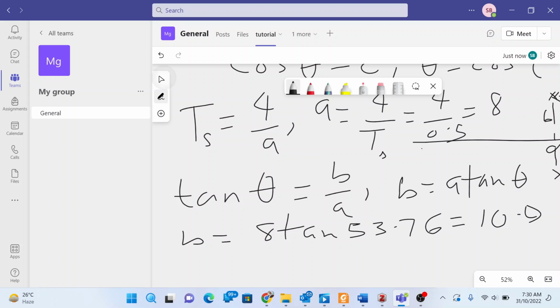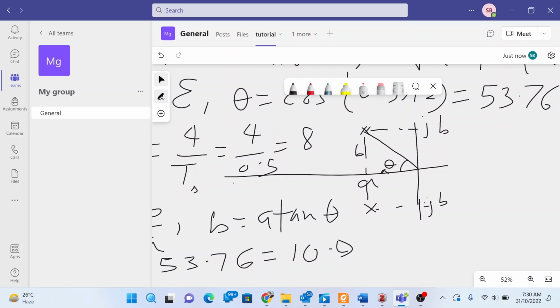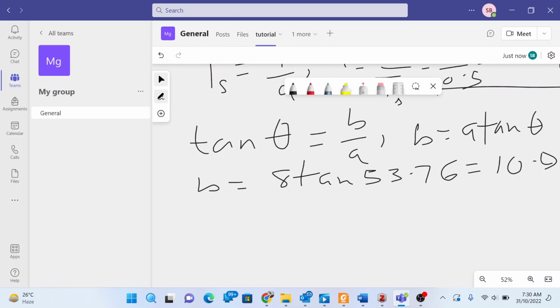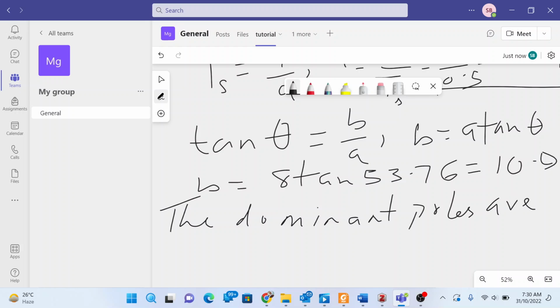So if we now want to represent them, if you look at the diagram once again, you will see that these poles are on the left hand side of the plane. So they are going to be represented like this. The dominant poles are minus A plus or minus jB, and that's going to be minus 8, A is 8, then plus or minus j, B is 10.9.